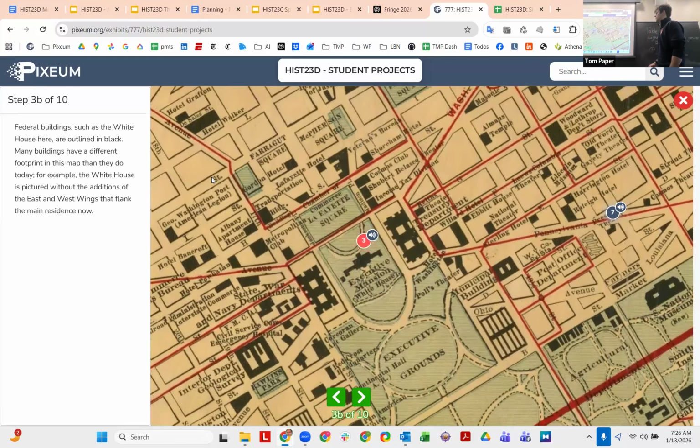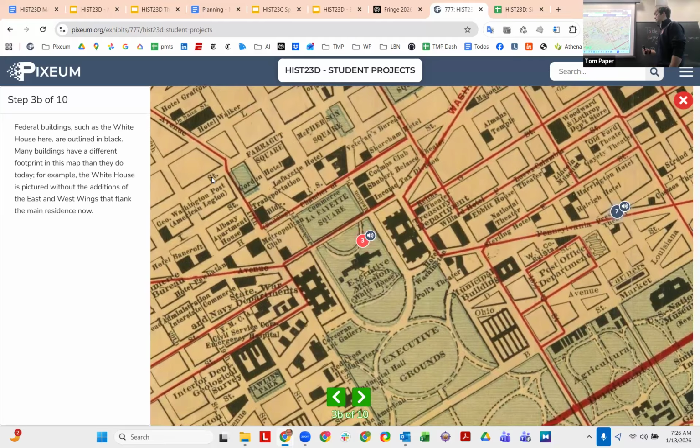Third, something to note is that all the federal buildings or important buildings are outlined in black. And so Tom updated my map. In the old map, it just had the original footprint of the White House. And then you can see now that they added on the East Wing and the West Wing. The Oval Office did not yet exist, but it's quite interesting looking at a lot of the footprints of these buildings and seeing how they change through each iteration and how they're very different today as the federal government and its buildings have expanded.